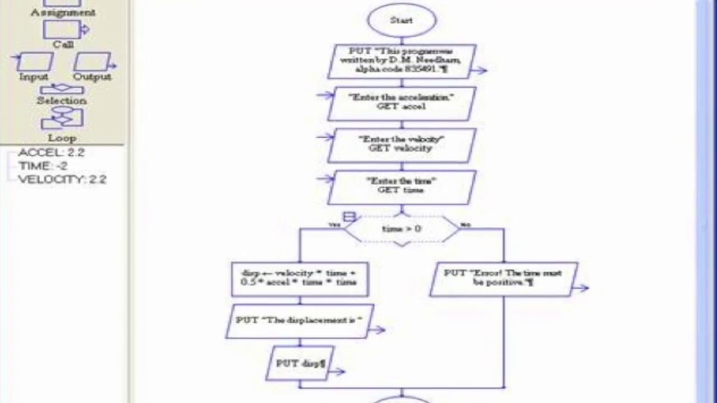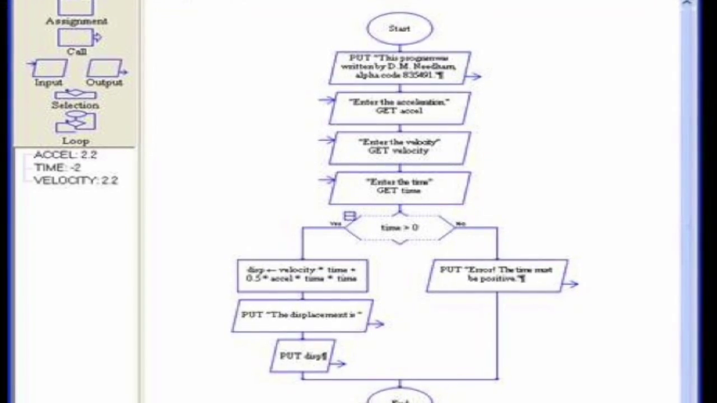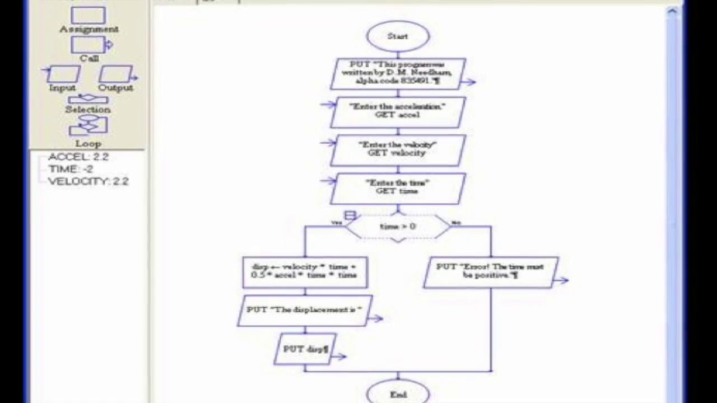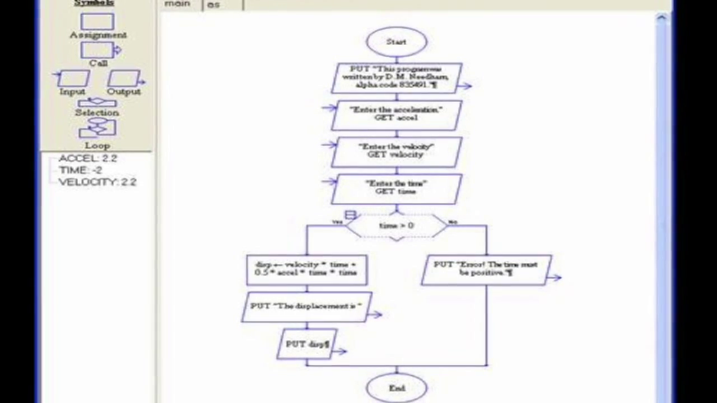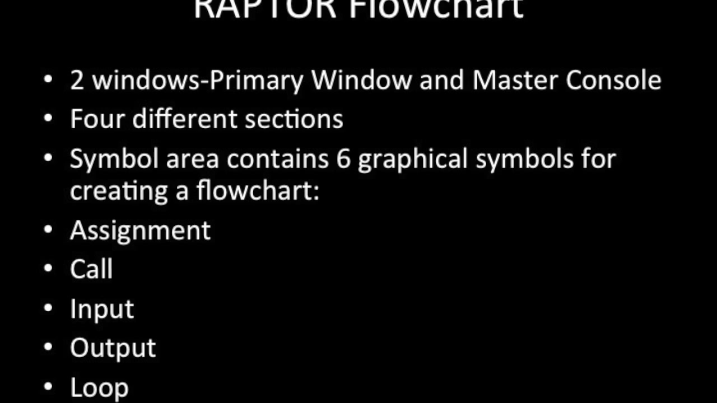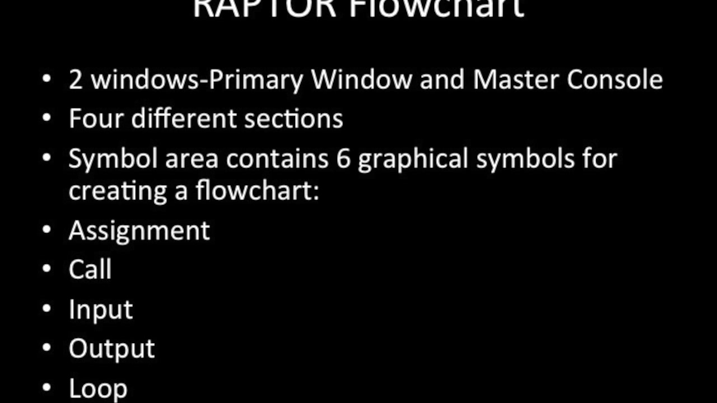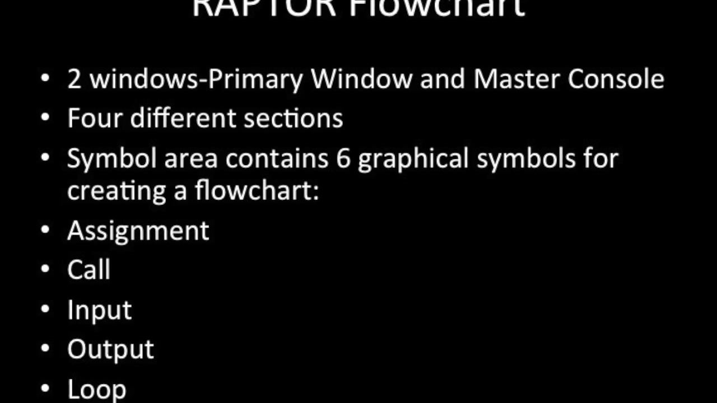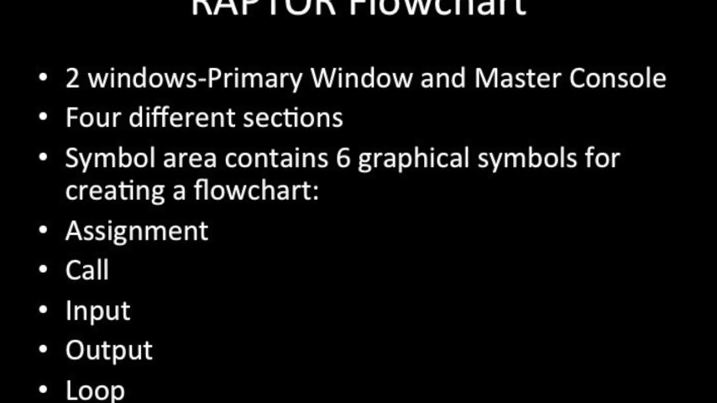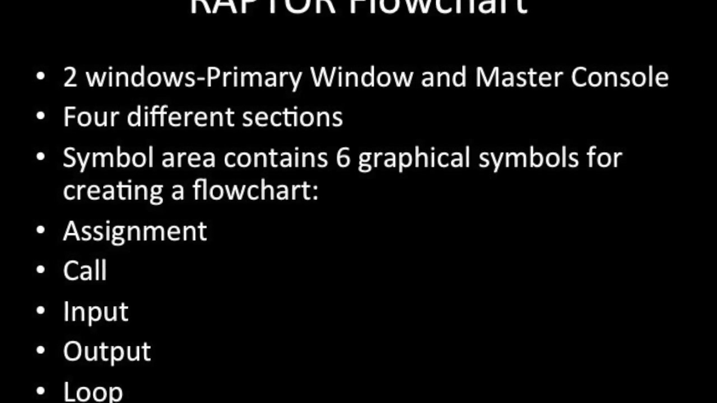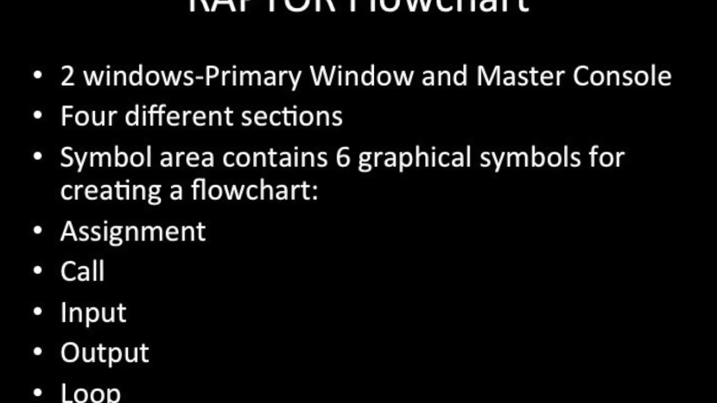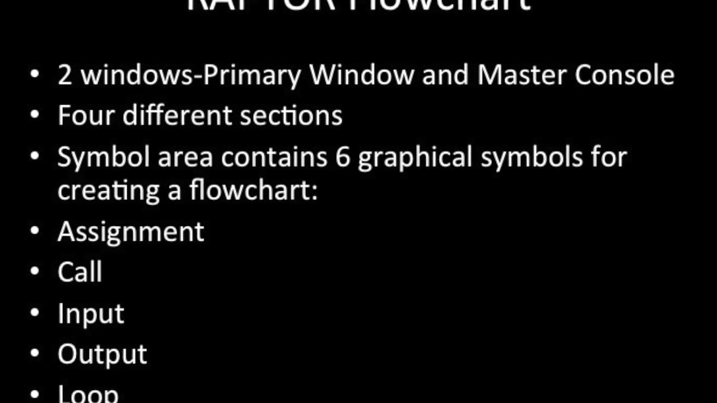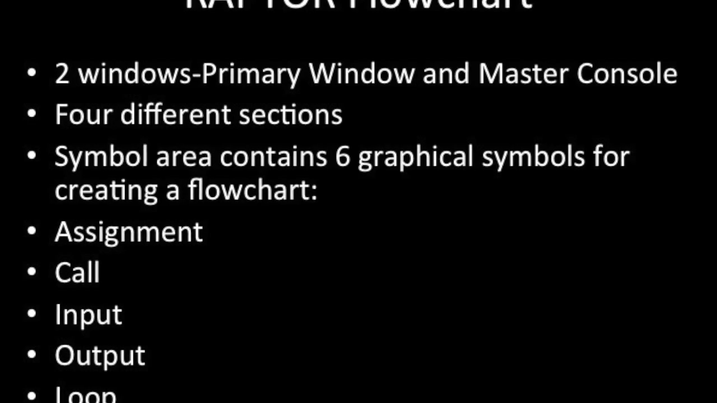Here we have an image of the flowchart's primary window, the symbol area, and what's referred to as the watch window. I'm going to talk briefly about the interface for Raptor. There are 2 windows. There's a primary window and the master console. The master console is the window that actually prints out the output of the program. It's what the user would see.